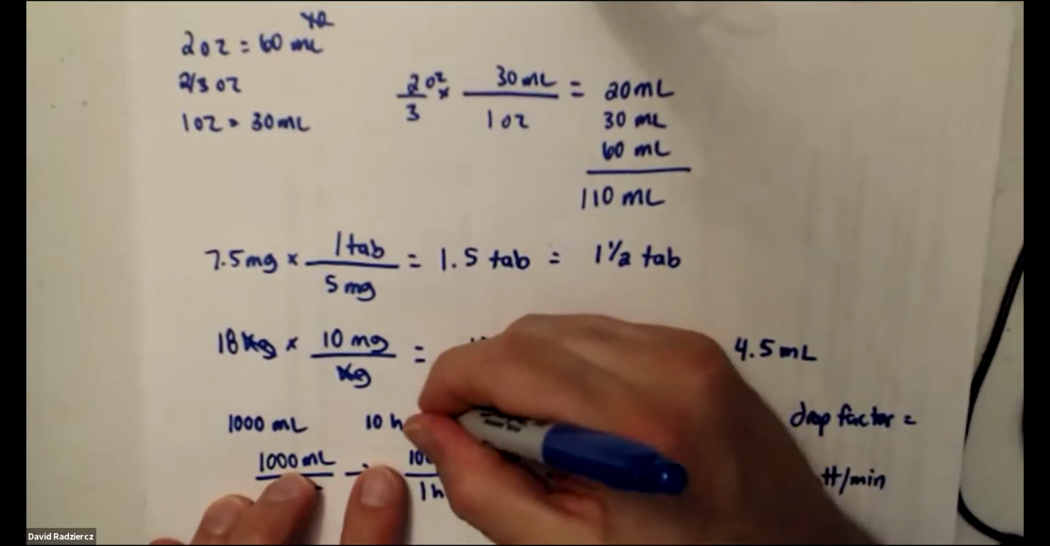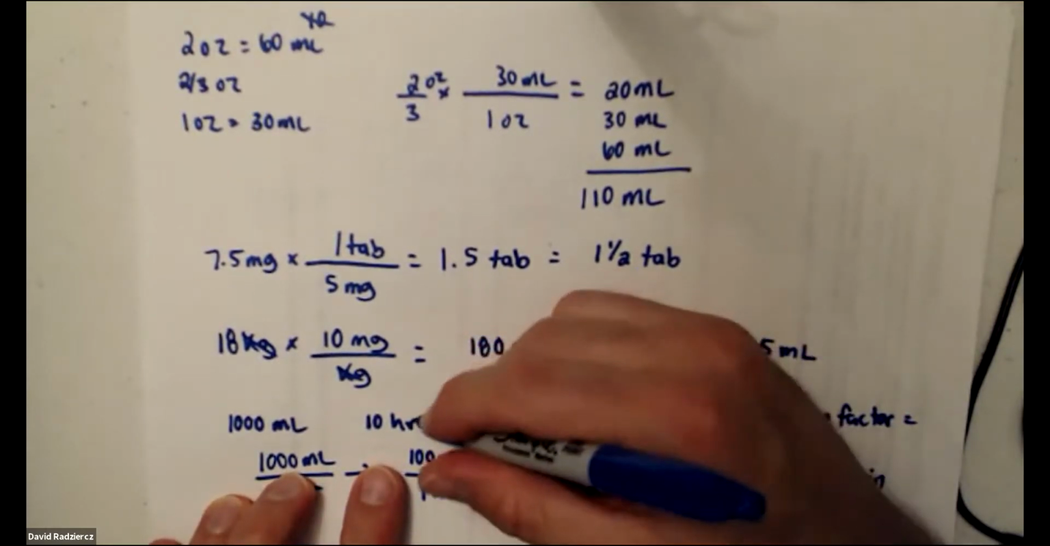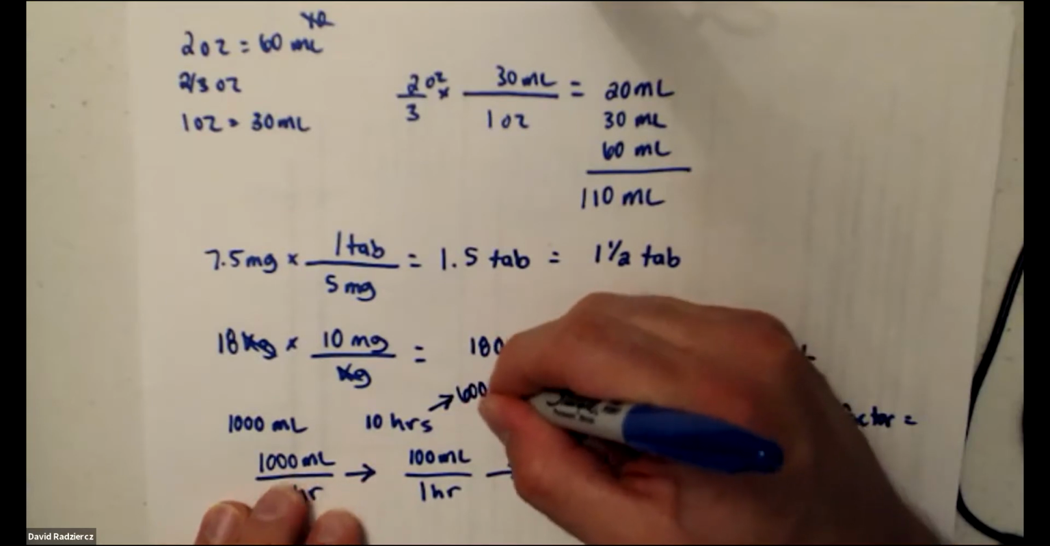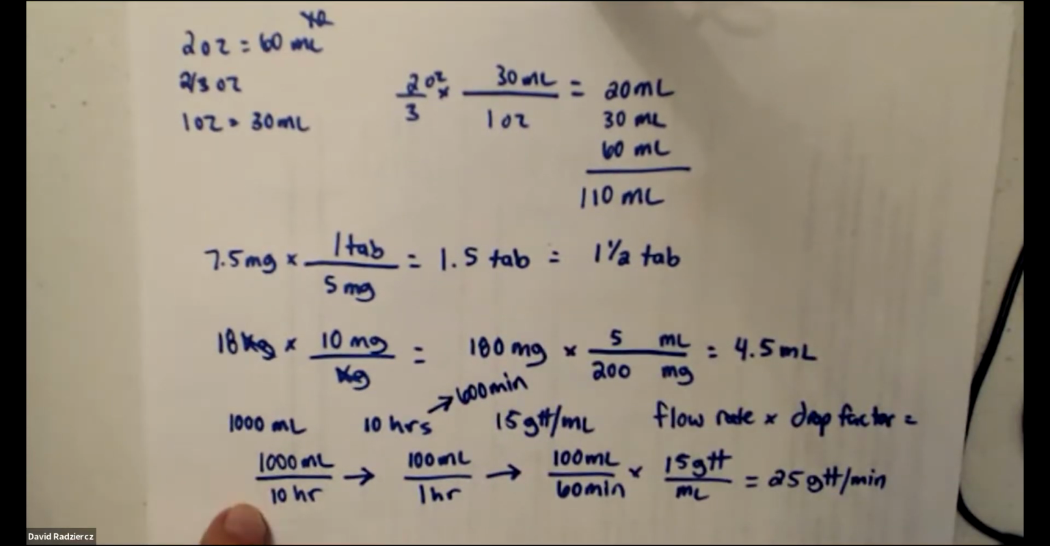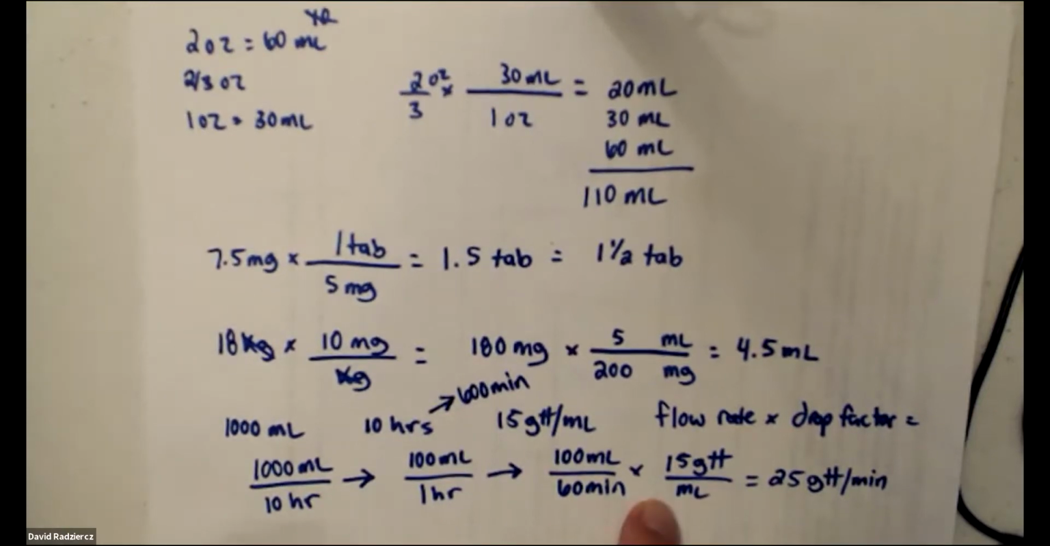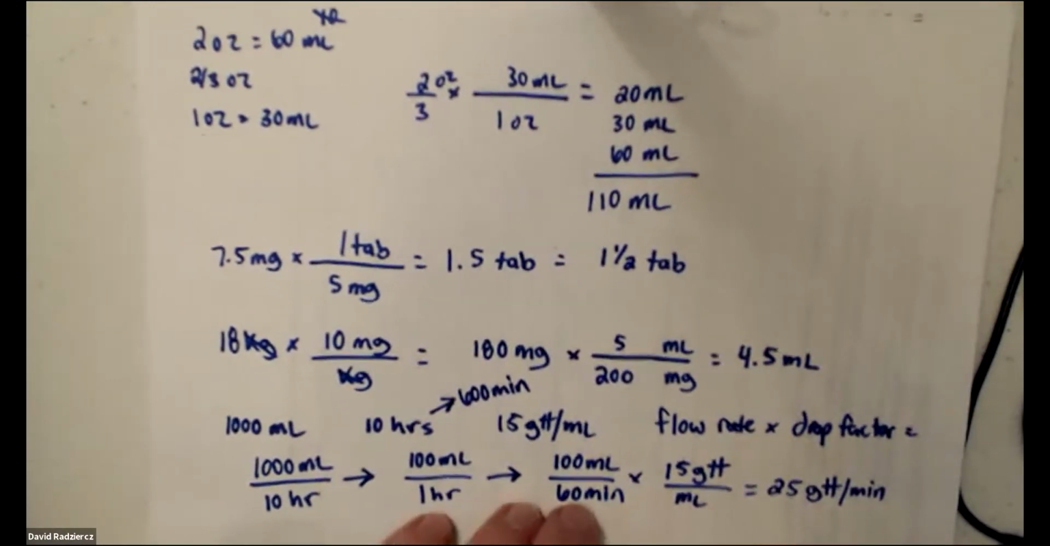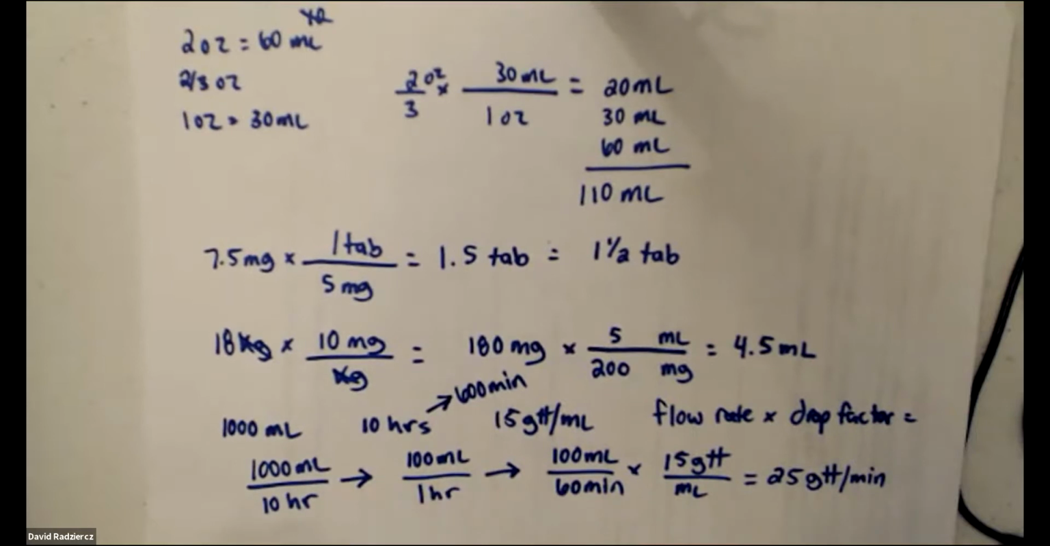Alternatively, you could have converted hours to minutes. So 10 hours is the same thing as 600 minutes. Then you would have done 1,000 milliliters over 600 minutes times the drop factor, and you would have still gotten 25 drops per minute. Either way you did that, you would have gotten the same answer.